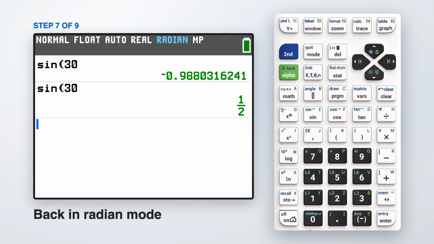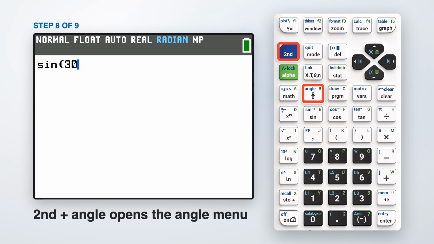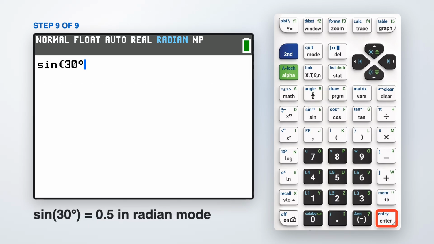Here's one last trick. Say you'd rather stay in radian mode, but one calculation needs to be done in degrees. Instead of switching modes, type sine of 30, then press second and the angle key to open the angle menu. Press enter to grab the degree symbol, then enter again to calculate. That little mark tells the calculator this number is degrees, so the answer comes out 0.5 even in radian mode.